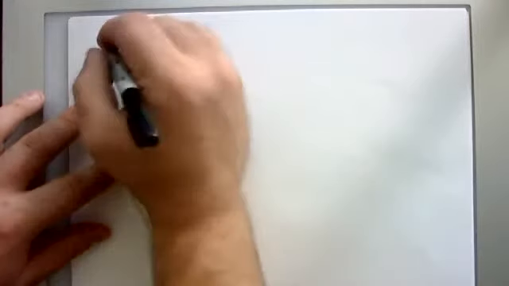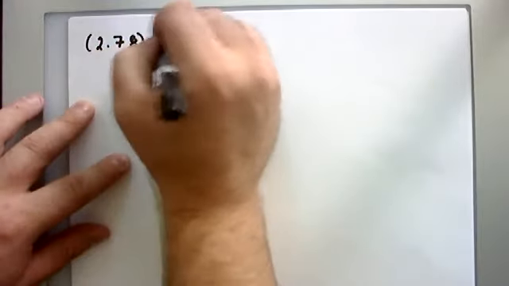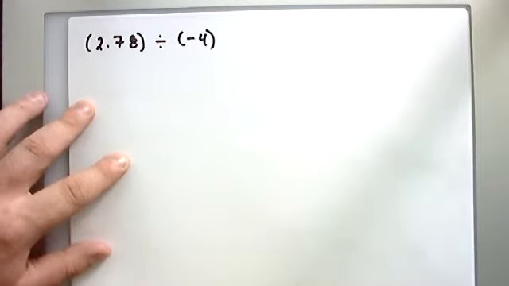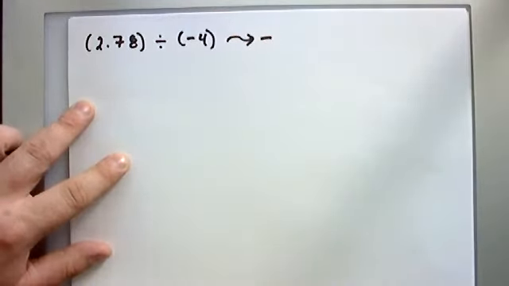So let's say we said 2.78 divided by -4. Okay? First things first, hopefully you're already jumping on it. Positive divided by a negative. We know the sign of the answer to be negative. We don't have to worry about the sign again. Now we can go ahead and set up our division.